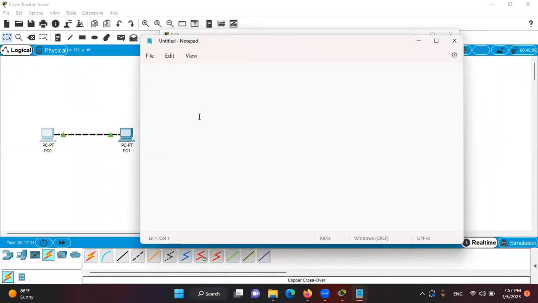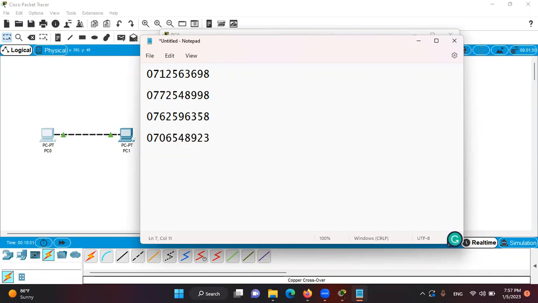So assume that we have several phone numbers, right? I'm going to type 171, and the other one is another number. I have typed several phone numbers.